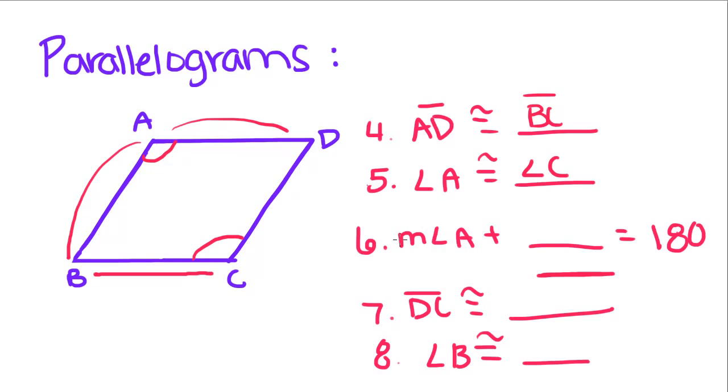So since they're supplementary, we can say the measure of angle A plus the measure of angle D equals 180, or the measure of angle A plus the measure of angle B also equals 180. DC is congruent to the side opposite it, which is AB. The measure of angle B is congruent to the angle opposite that, so angle D.